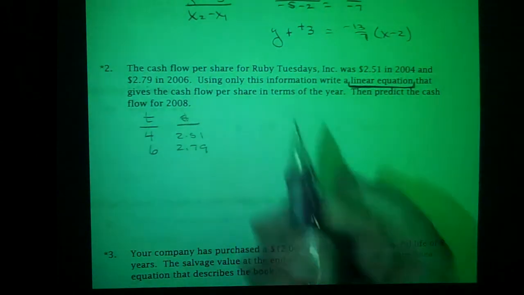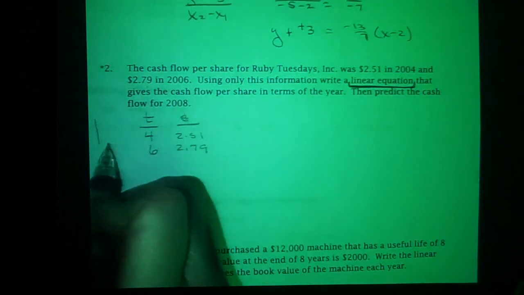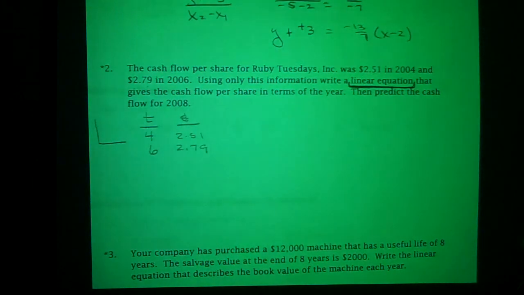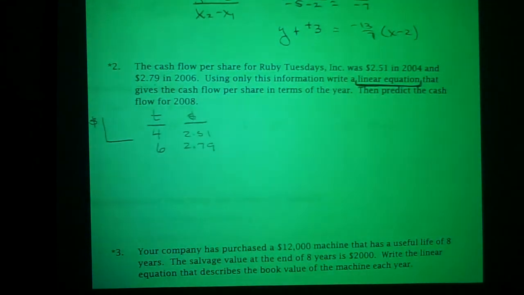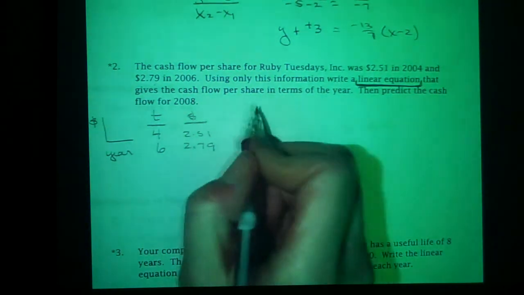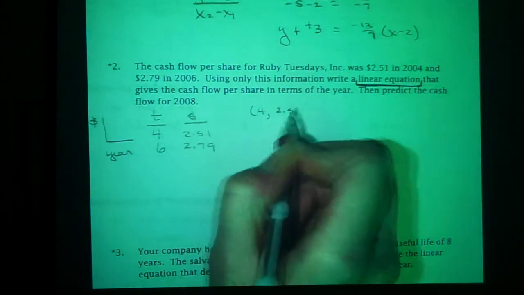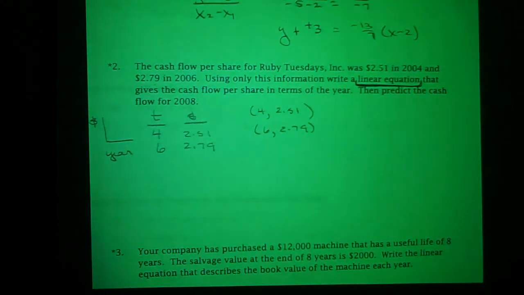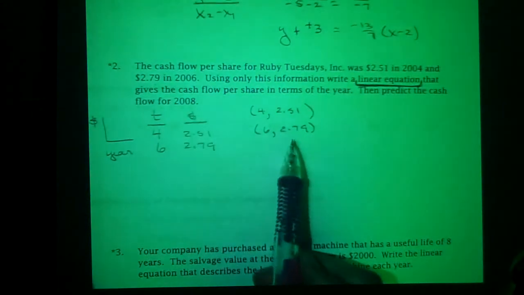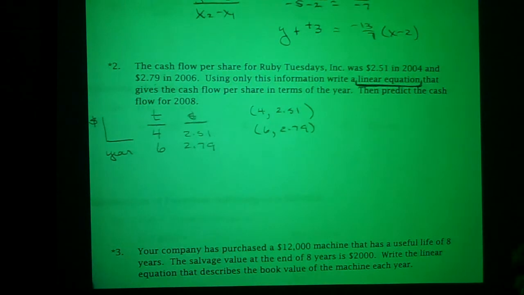It's very important to remember that anytime you are creating linear equations in business calculus, the money is going to be on your y-axis. And the year or the time is going to be on the x-axis. So these 2 points written algebraically would look like this: (4, 2.51), (6, 2.79). And it's very common that students mix up and use the wrong thing for x and y. It's always going to be the money that's y, so you have to remember that.